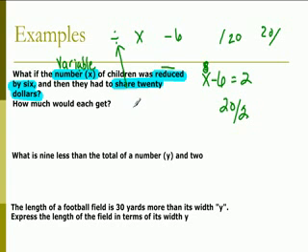So our expression would be 20 divided by x minus 6. Number of children minus 6, and they had to share $20.